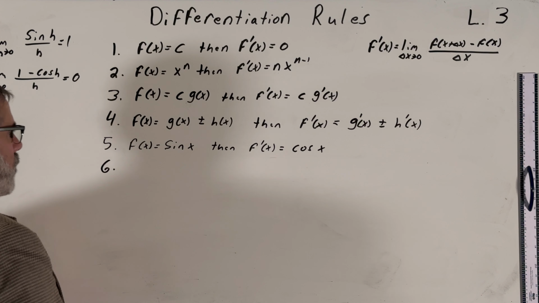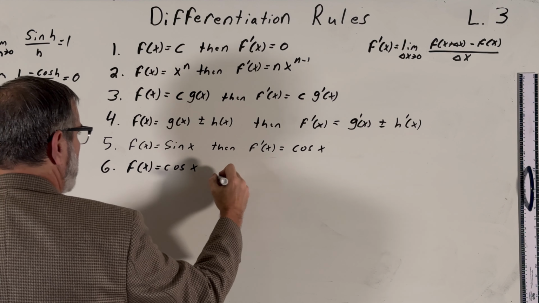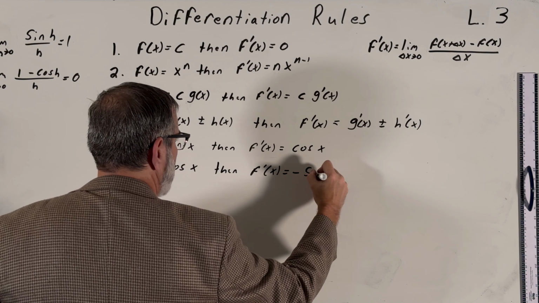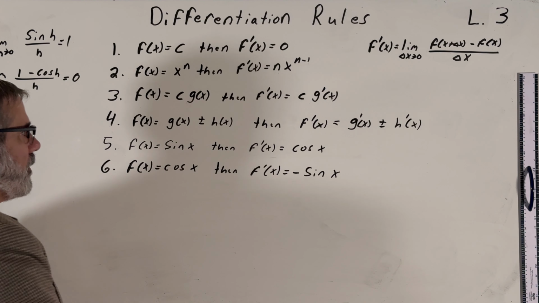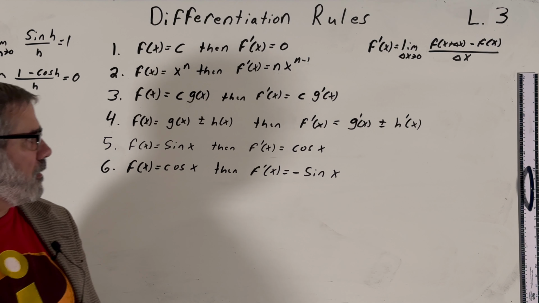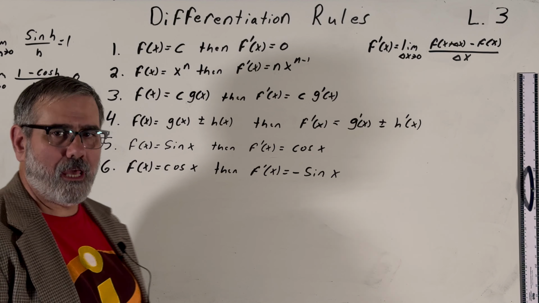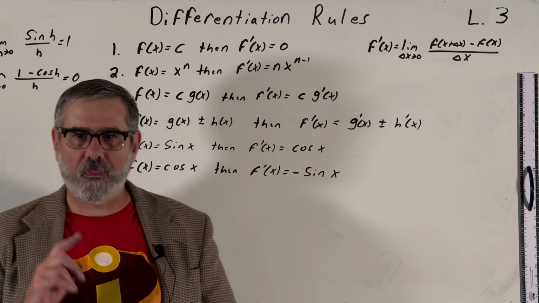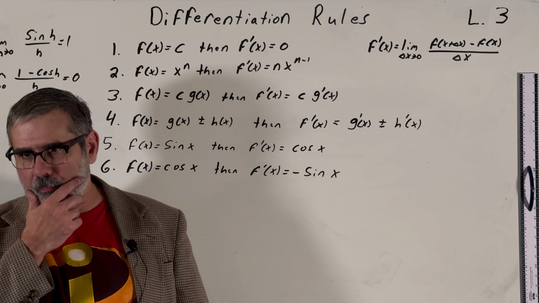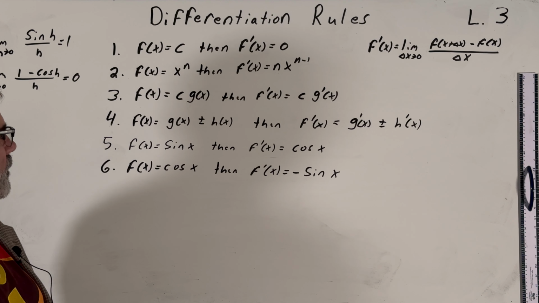I'll just write one more rule down, and that is that if f of x is equal to the cosine of x, then f prime of x is equal to minus the sine of x. And the proof of that I'm actually going to leave for the homework, because I don't think it's terribly hard to work out. Those are the rules, and I don't want to do the tangent yet, because in the next couple of lectures we're going to talk about the product rule, the quotient rule, and the chain rule. And once we have all this stuff under our belt, then we can talk about the derivative of the tangent of x.